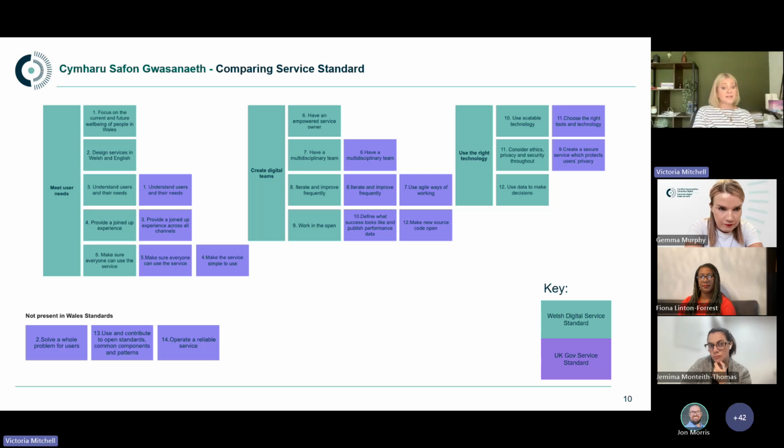3 standards exist in the Wales standard, but not in the UK version. So having an empowered service owner doesn't specifically appear in the UK standard. Actually, sorry, it's 4 standards, not 3, where it does in the Wales version. Number 12, which focuses on using data to make decisions, doesn't appear as a standalone item in the UK version. It's there to some extent, included in one of the standards, but it's kind of more implied than explicit.